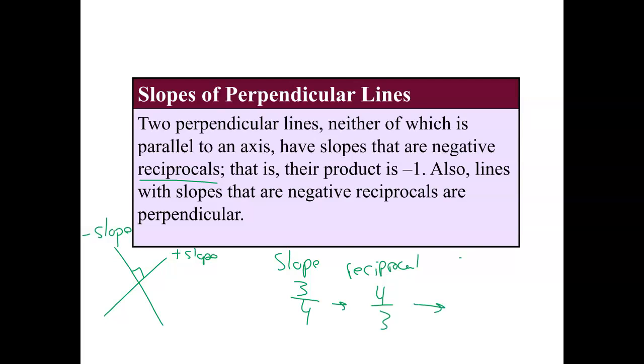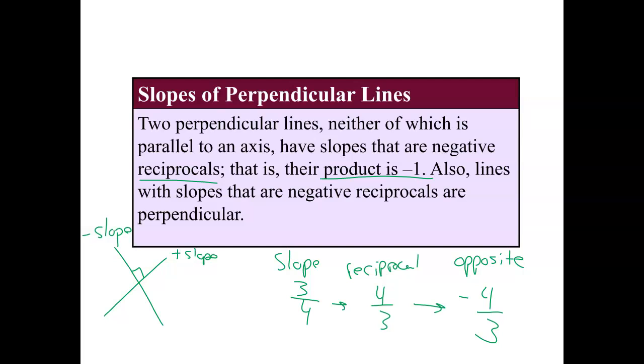And in order to make it perpendicular, I also need it to be the opposite: -4/3. Okay? So if I start with a slope of 3/4, its opposite reciprocal is -4/3. The other thing with our perpendicular slopes is an easy way that we can check. Their product has to be -1.